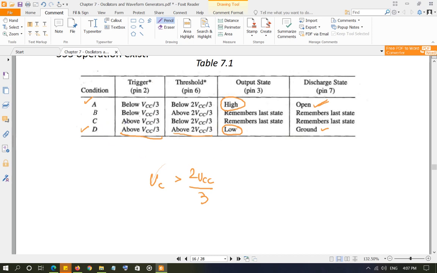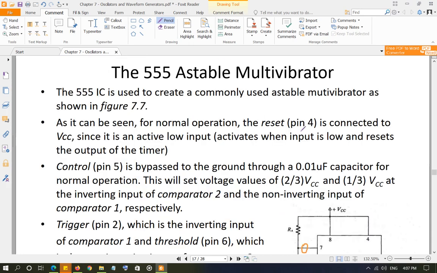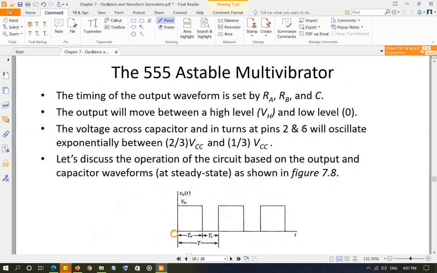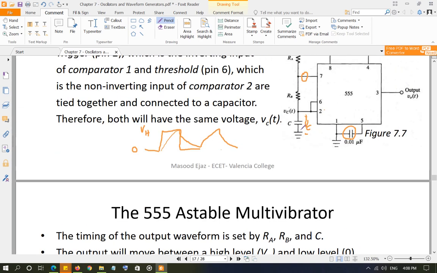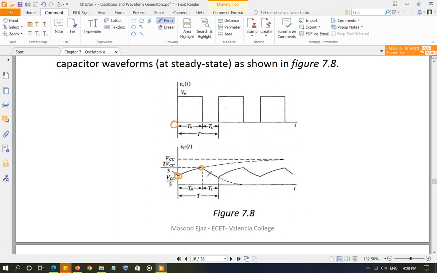So as soon as this condition is satisfied, the output is going to go low and the discharge pin is going to go grounded. As soon as this condition is satisfied, right here, where is the waveform? Right here. The output is going to go low right here. The discharge pin is going to be grounded.